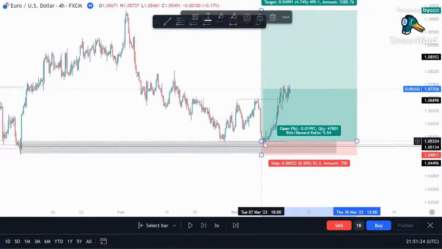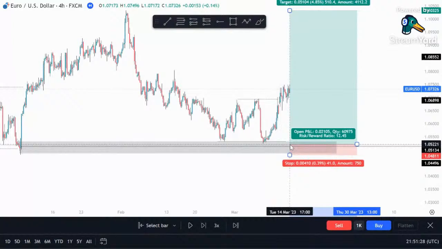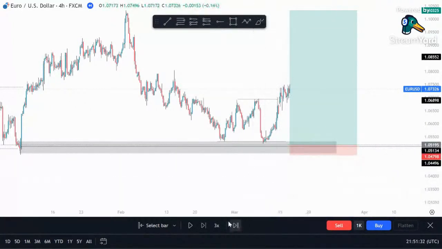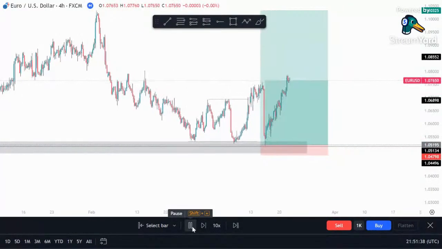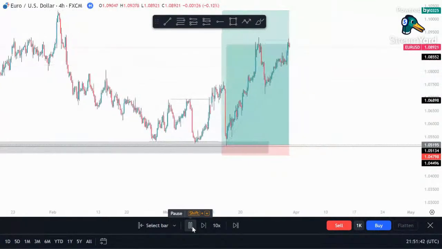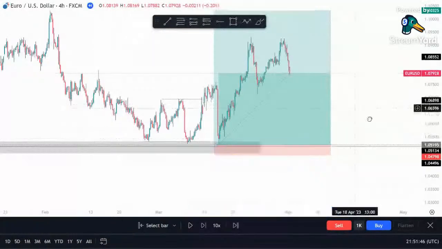Remember this is where we want to enter from. Stop loss just below the low. So let me increase the speed so that it will be fast. See what happened. See where price came to. It took them out and came back to the support level.